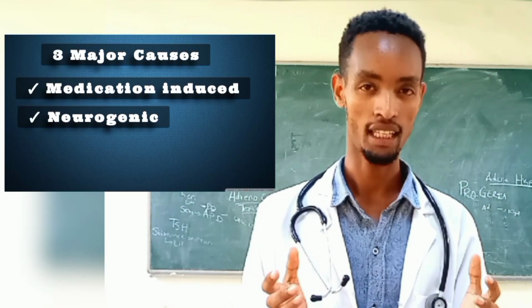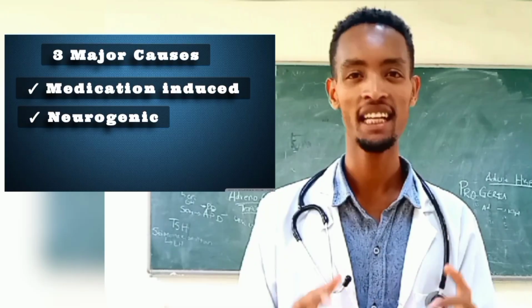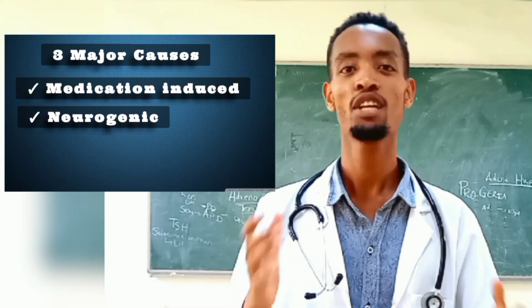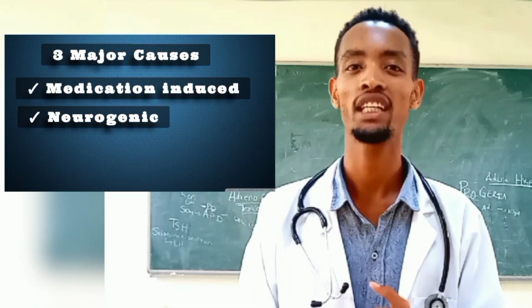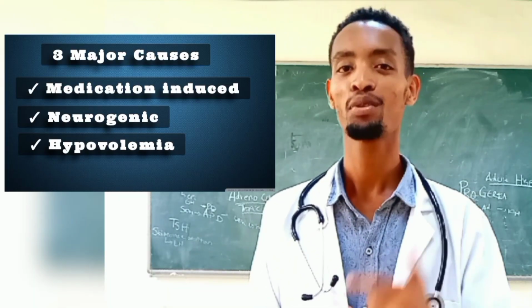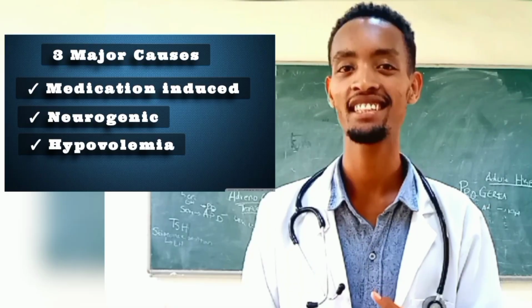The next cause is the neurogenic. Some patients with DM and Parkinson's disease have neural damage. So this neural damage leads to failure of compensation. The third cause is hypovolemia. It can be due to hemorrhage or dehydration.